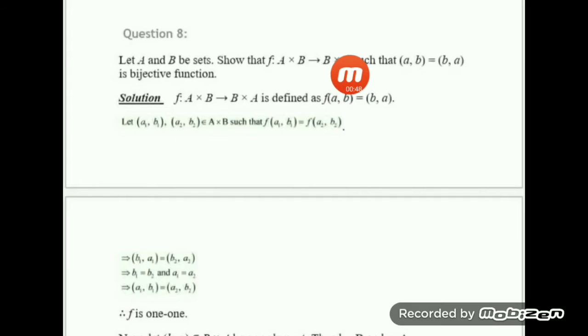So our first aim is to take two elements. First we have to show it is bijective. Bijective means first we have to show that this is 1-1, and then we have to show that this is onto. If 1-1 and onto, then our conclusion will be f is bijective.